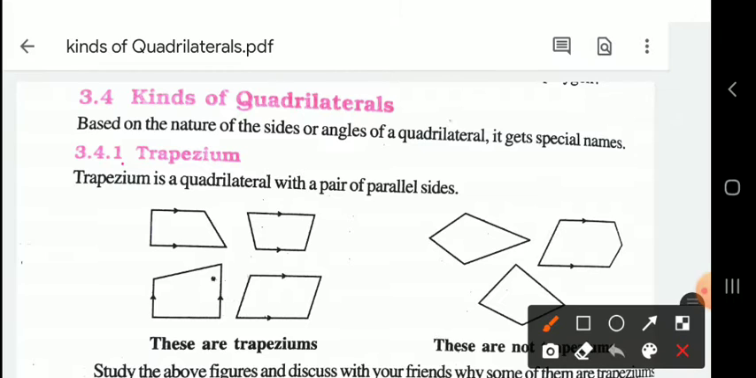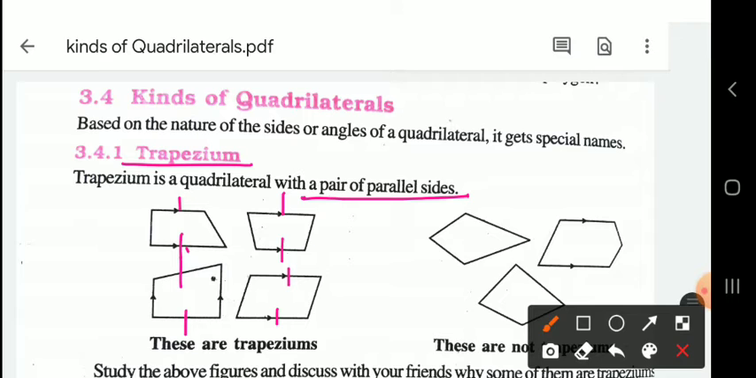Now what is the basic property of trapezium? Trapezium is a quadrilateral with a pair of parallel lines. A pair of lines, that means only one pair of parallel sides. So these are some figures of trapezium. Look at here, in every figure only one pair is of parallel sides. So in trapezium only one pair of parallel sides.